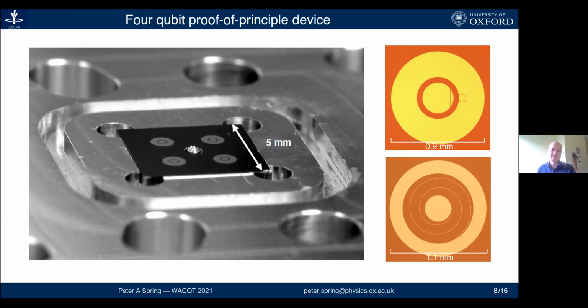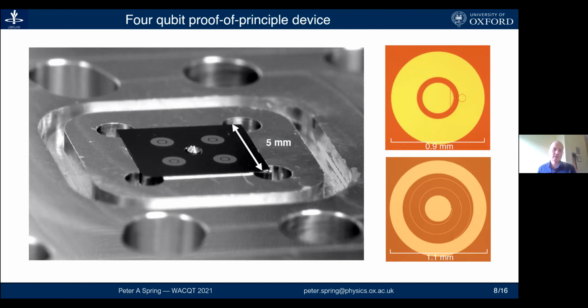So that was kind of motivation for the architecture and this unit cell. And we'd like to demonstrate at a really small scale. So here you can see a proof of principle 4-qubit device. You can see a single inductive shunt in the center. The readout resonators are not visible in this picture because they're on the reverse side of the substrate, but you can see an image of one of our spiral resonators here in the corner.